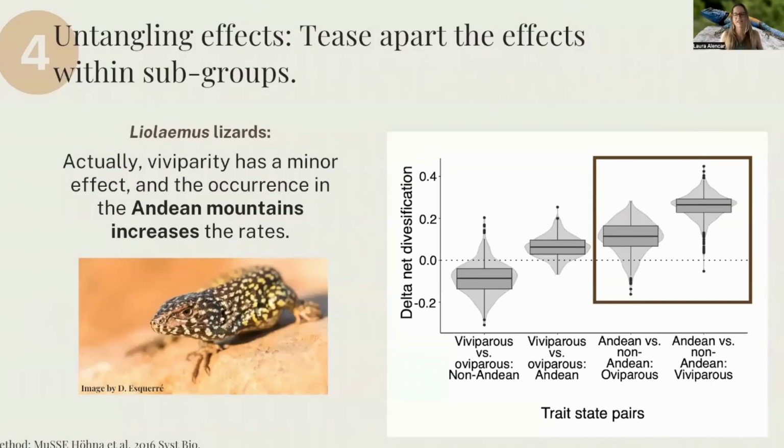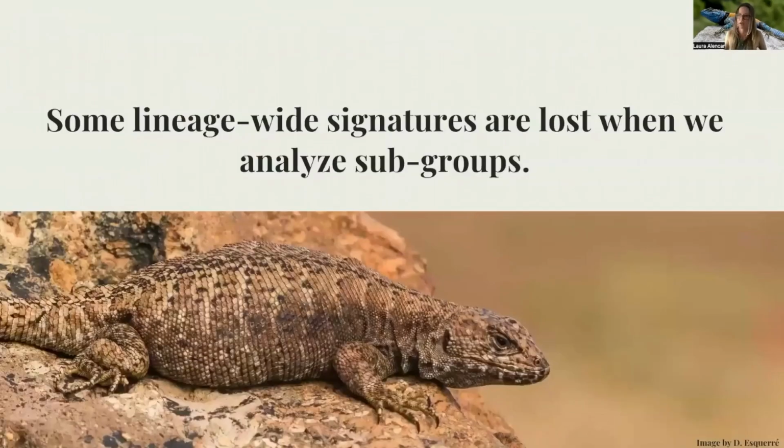And so we found that in Liolaemus, those viviparous taxa that are present in the Andean Mountains have higher diversification rates than those viviparous taxa that are not in the Andean Mountains. This led us to conclude that viviparity has only a minor effect in driving these diversification rates, and it is the occurrence in the Andean Mountains, the trait that is actually increasing these rates. So this first set of results shows us that some lineage-wide signatures, like for example viviparity potentially driving the diversification rates, are actually lost when we analyze subclades, like we did with Liolaemus.